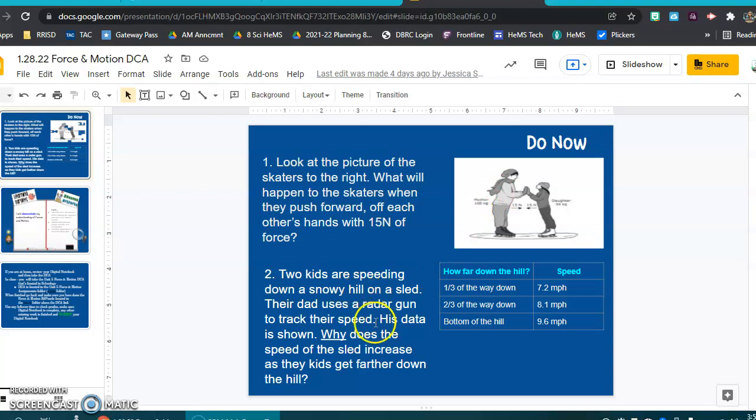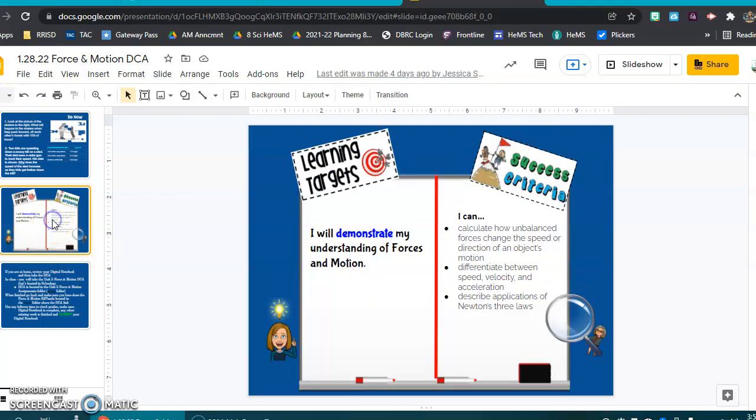The next question is, two kids are speeding down a snowy hill on a sled. Their dad uses a radar gun to track their speed. His data is shown. So 1/3, this, 2/3, bottom of the hill. Why does the speed of the sled increase as they get farther down the hill? Well, that's right, because their mass continues to accelerate faster. That's great.